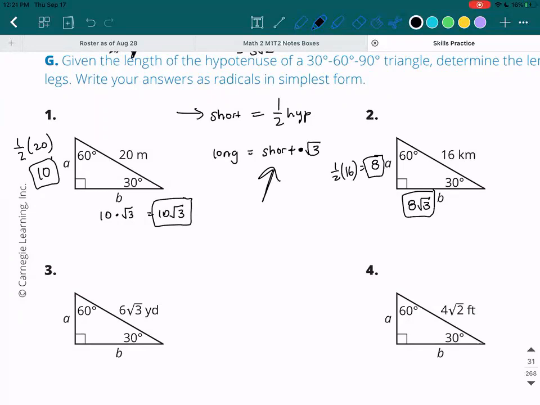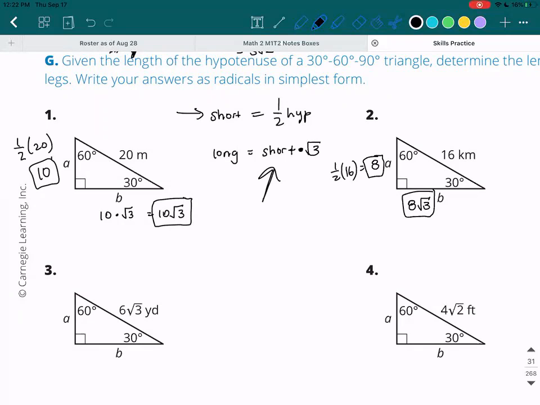Okay, any questions on the first 2? Okay, let's do 3 and 4 and call it a day, okay? Hopefully we can do this smoothly.